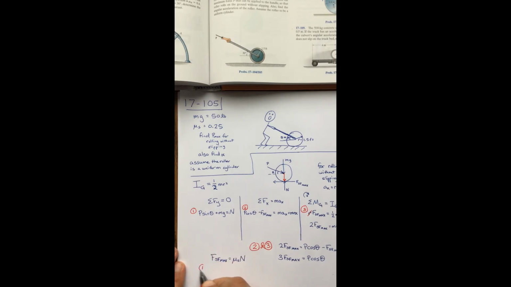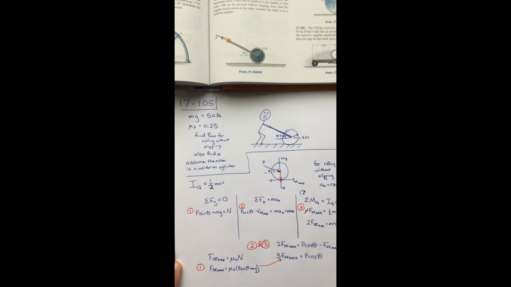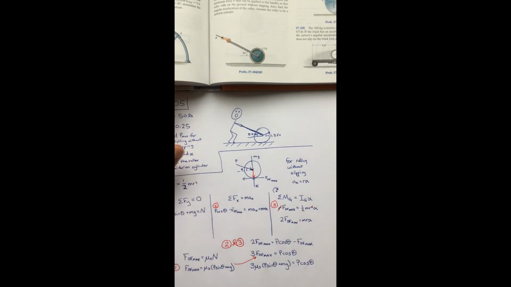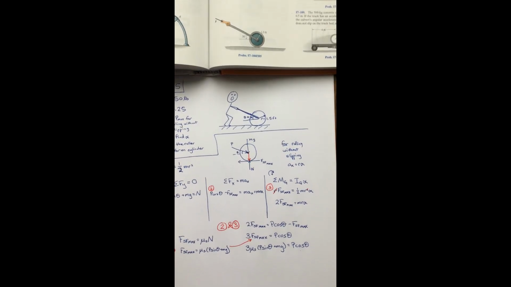Then I can take equation 1 and use it here and say the maximum value for the force of static friction is equal to the coefficient of static friction times the normal force, which is p sine theta plus mg. And I can take that and put it in for my maximum value of the force of static friction, and I get 3 times mu s times (p sine theta plus mg) is equal to p cosine theta. And now I want to solve this for p.